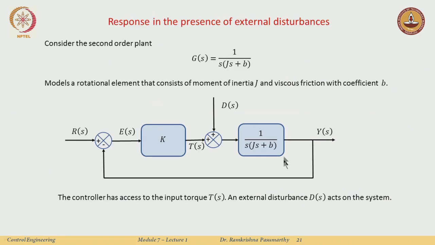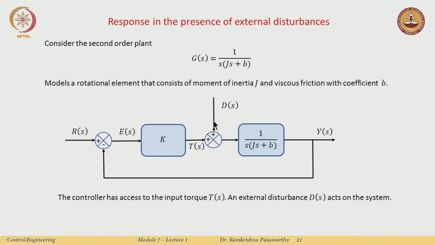Okay. Now, what is the effect of disturbances when we use these kinds of controllers? Again, let me take this kind of plant here, which is a rotational element with a moment of inertia J and some frictional coefficient b.